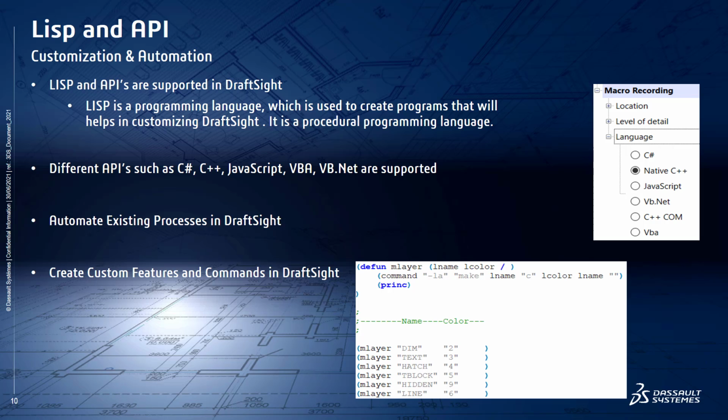Next is the final topic of today's session, and that is Lisp and API. In Lisp and API, you can write your own programs to automate and customize DraftSight. You can write your own Lisp files or you can use your existing Lisp files if you have any in DraftSight. Apart from Lisp, DraftSight also supports advanced APIs such as C Sharp, C++, JavaScript, etc.